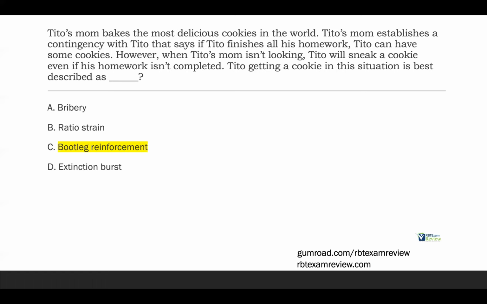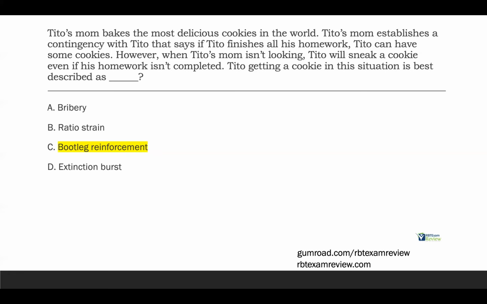So if you're supposed to earn 5 tokens for a break and you somehow get out of working after 3 tokens, you've earned bootleg reinforcement. Reinforcement that wasn't earned. It was given by mistake or obtained some other way other than completing the contingency.